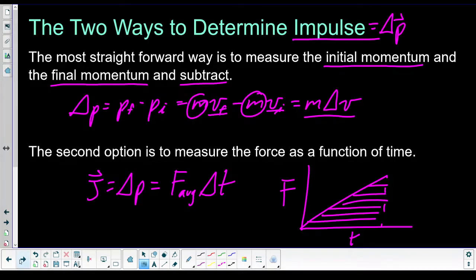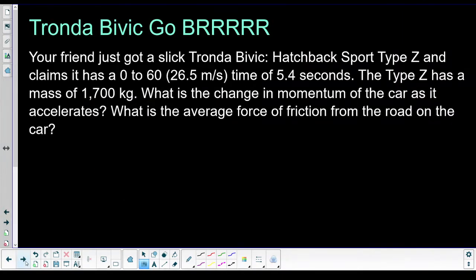Cool. So let's go look at some examples. Okay. This one's so fun. I like this one. So your friend just got a slick Tronda Bivik, the hatchback sport type Z. He paid extra for that. Or she could buy a car too. And claims that it can go 0 to 60. The 0 to 60 is miles an hour. It's how long it takes to go from 0 to 60 miles an hour. Has a 0 to 60 time of 5.4 seconds.